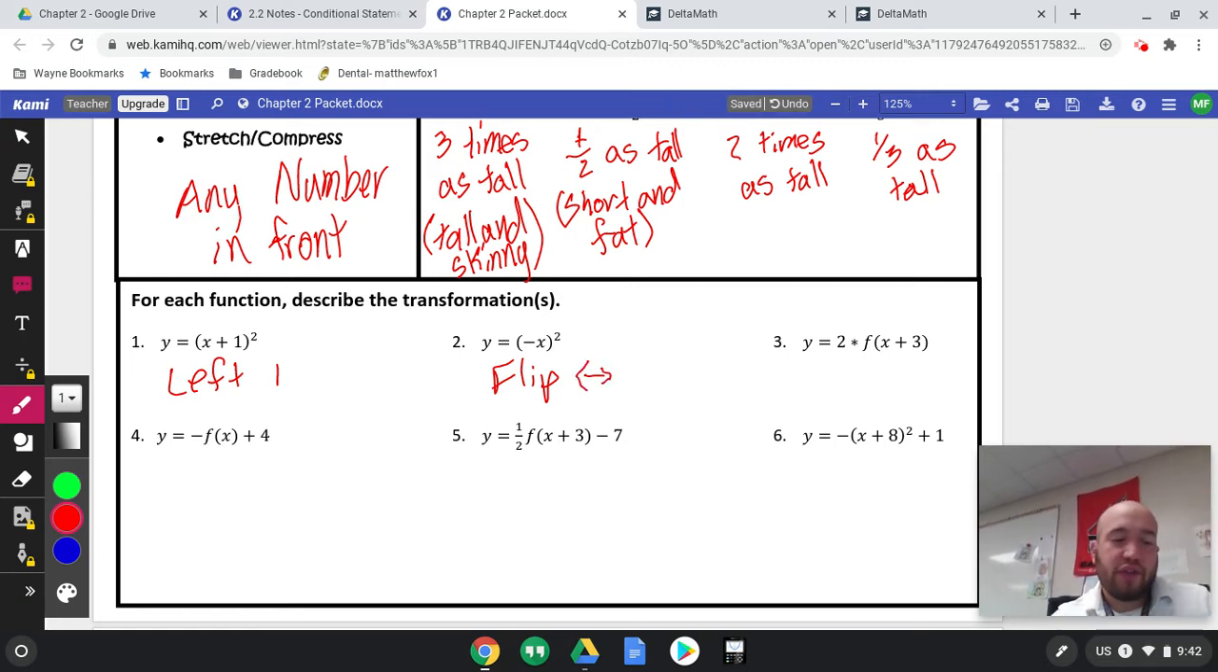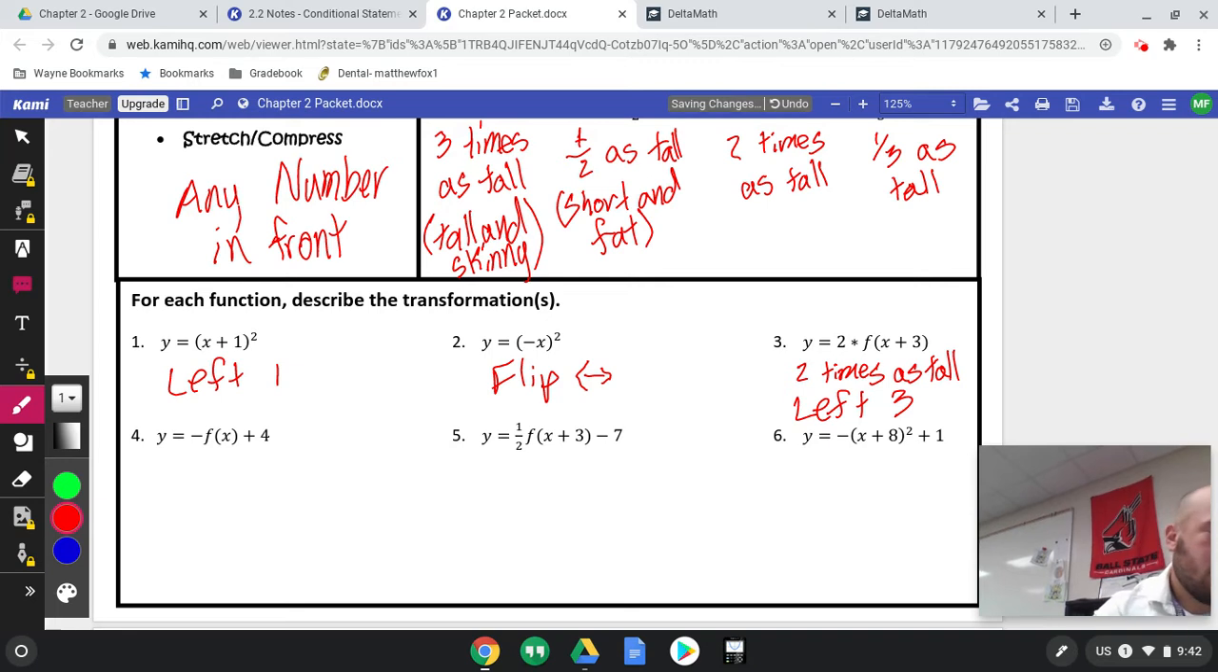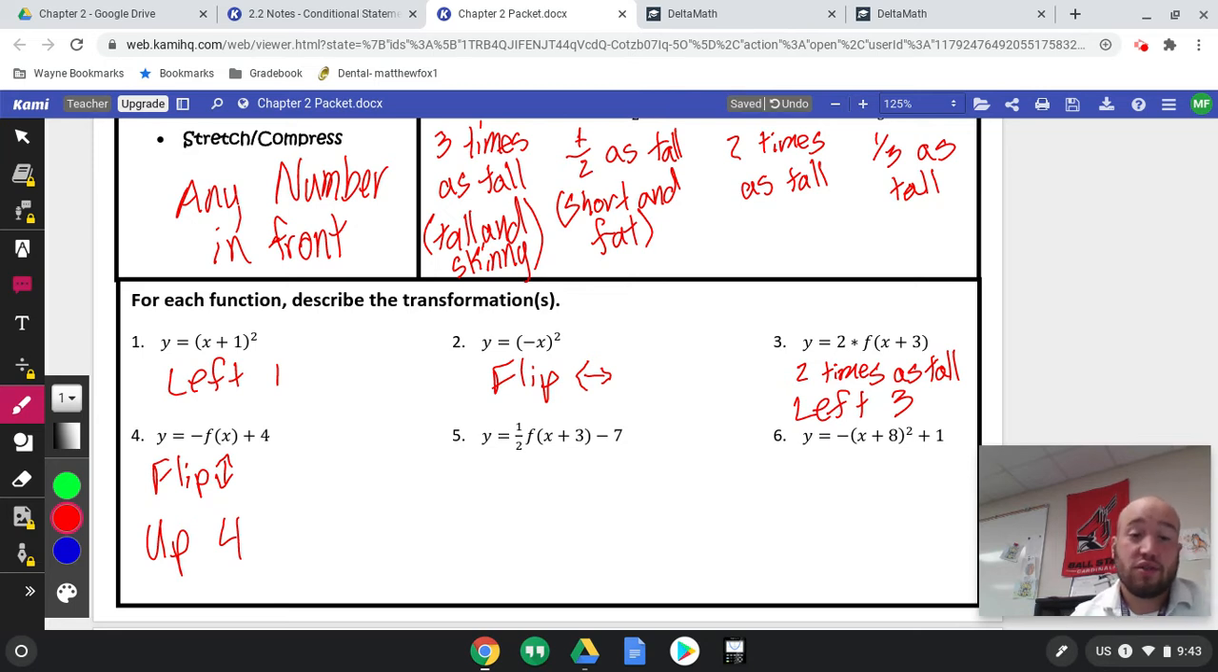Our next one, two different things are going to happen. It's going to be 2 times as tall, and then it's also going to go left 3. All right, number 4 here, that negative at front makes it flip up and down, and the plus 4 means it will go up 4. And when I say these transformations, these are all from the original function. So for this one, the original is y equals x squared. For this one, it'd just be y equals f of x.